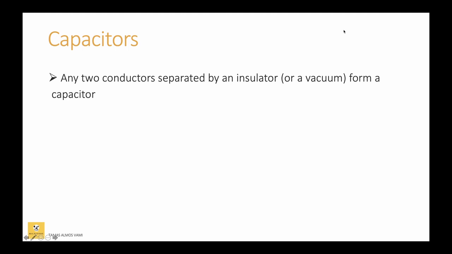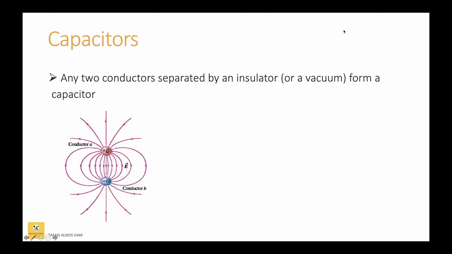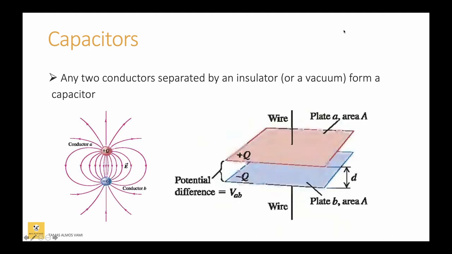How does the electric field of that look like? So essentially, a capacitor is two conductors separated by an insulator. This insulator can be vacuum or can be any material, and that's it. So whatever we discussed last time is essentially connected to capacitors.